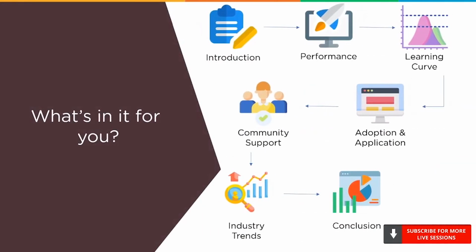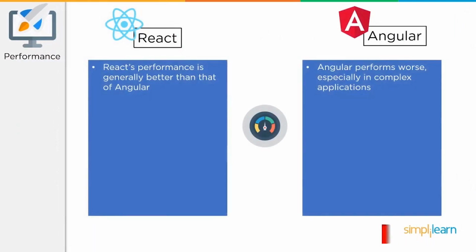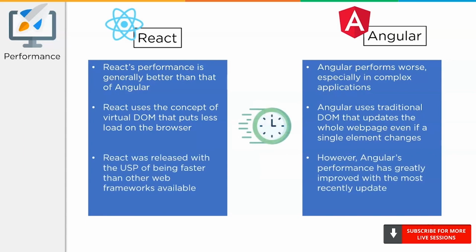Moving on, let's go ahead and compare the performance. Now, React's performance is greatly improved with the introduction of the virtual DOM and is generally better than that of Angular. React uses the concept of virtual DOM that puts less load on the browser. React was released with the USP of being faster than other frameworks available. Furthermore, since the data binding process is unidirectional, bindings are not assigned watchers as in the case of Angular.